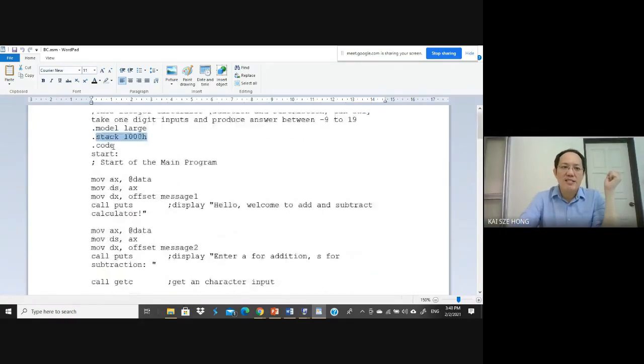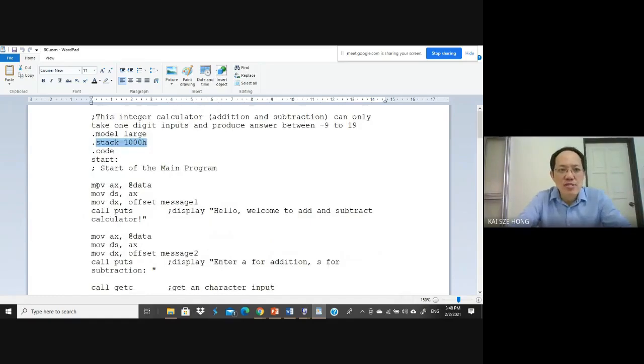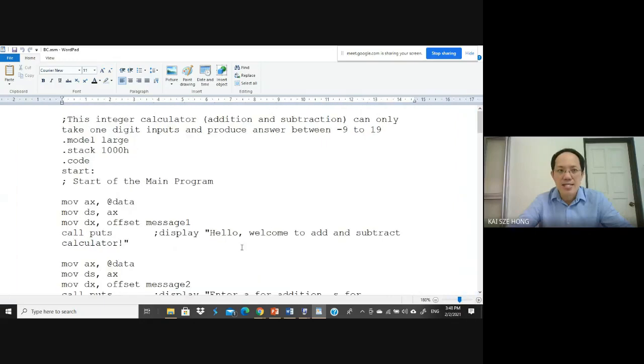Okay, after that, this is the code. If you want to start, basically you have to type start, double colon. Okay, start double colon. Then the first thing you want to program is this one. You want to print, display the hello.